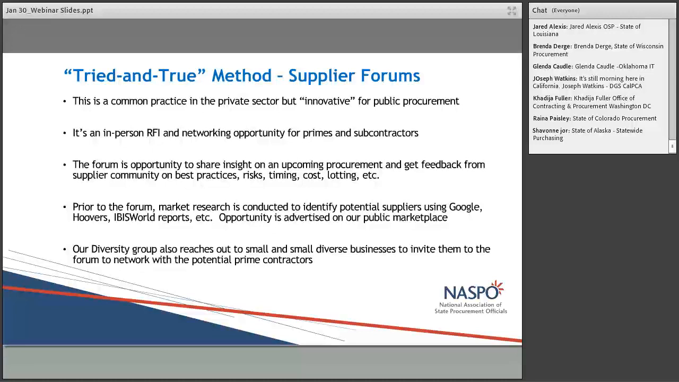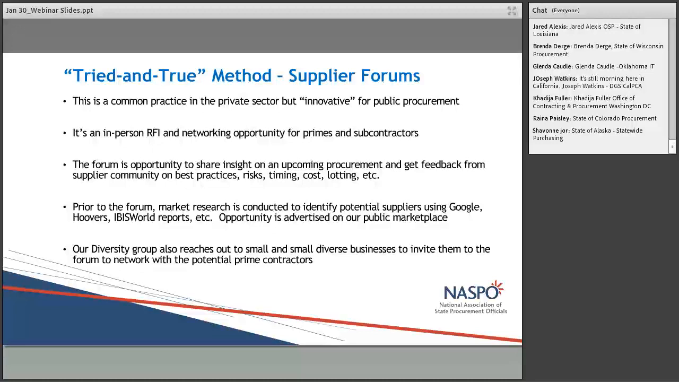pricing, timing, lotting, et cetera, to help us to create the best procurement we can possibly create. And we literally sit around a table and talk to one another.